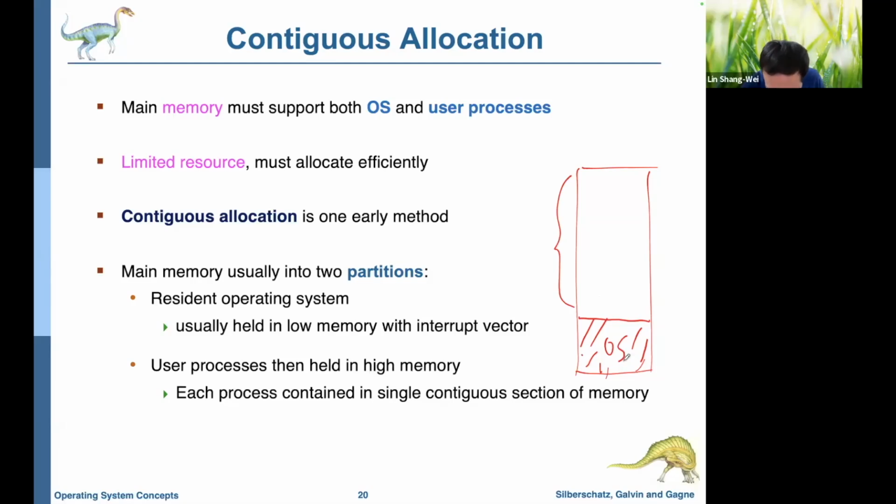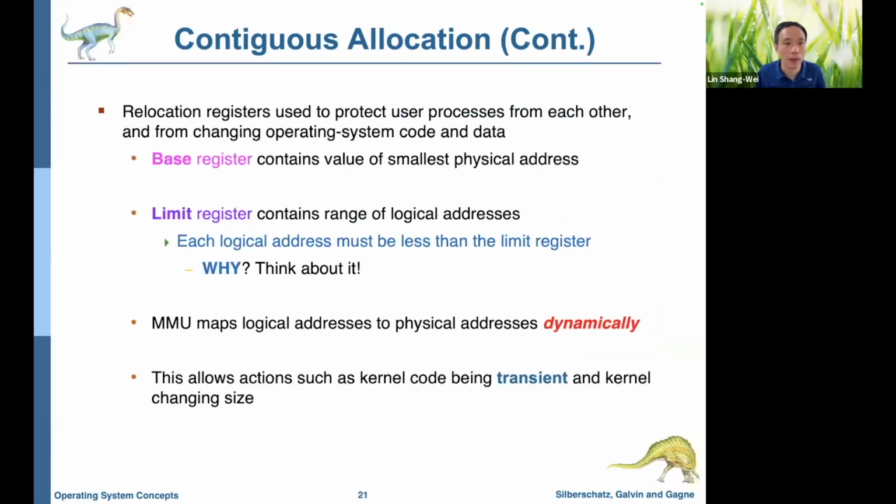Usually this part will be allocated to the interrupt vector or memory-mapped I/O, etc. So the OS will use this portion. This is about contiguous allocation. Because the space is allocated contiguously, as I mentioned previously, we have the base register and the limit register.